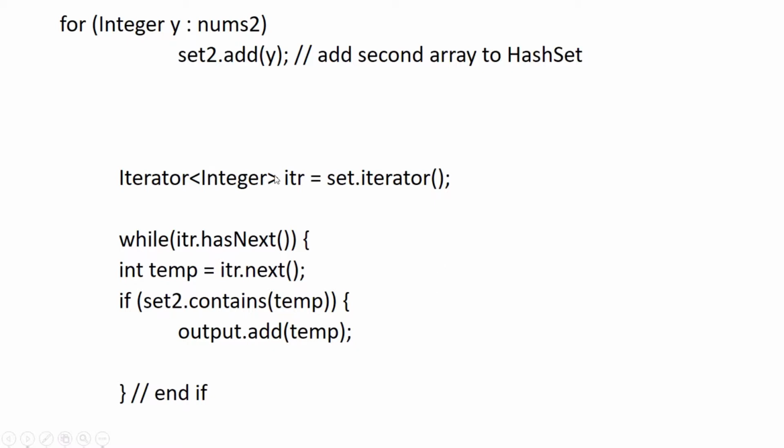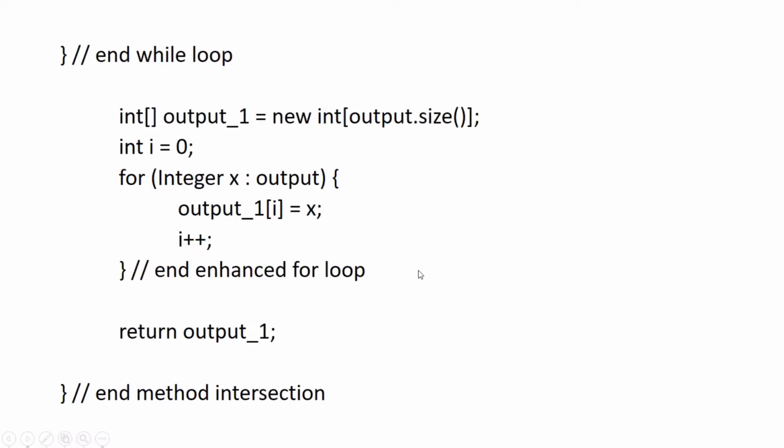Now we can use an iterator to get the values inside of our hash set. This is the way you get values from a hash set, using an iterator. So you have these of type integer. Then now we're using the iterator to iterate through the values of our first set. Here we can actually pick any one of them. We can pick the first set or the second set.